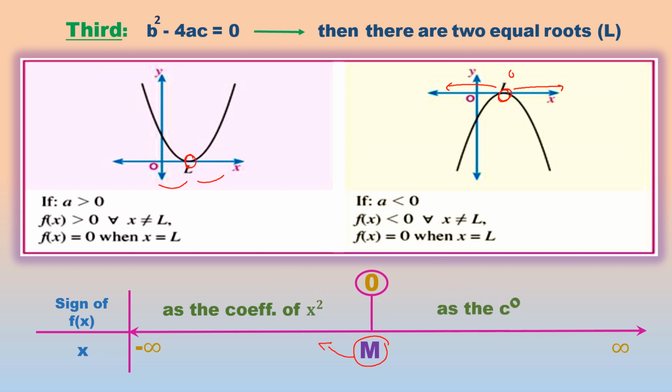Before M, it takes the sign of the coefficient of x power 2. After M also, the sign of the coefficient of x power 2. At M, it will be equal to 0.